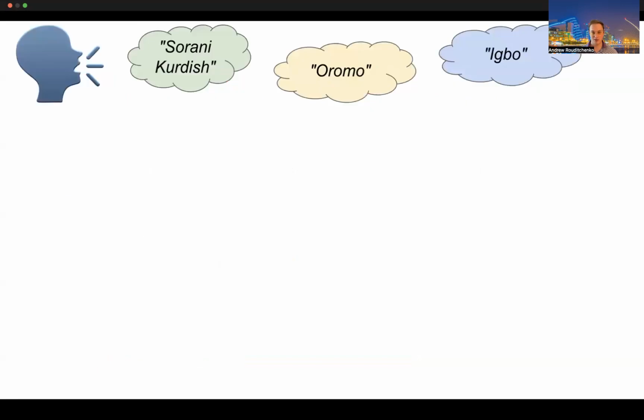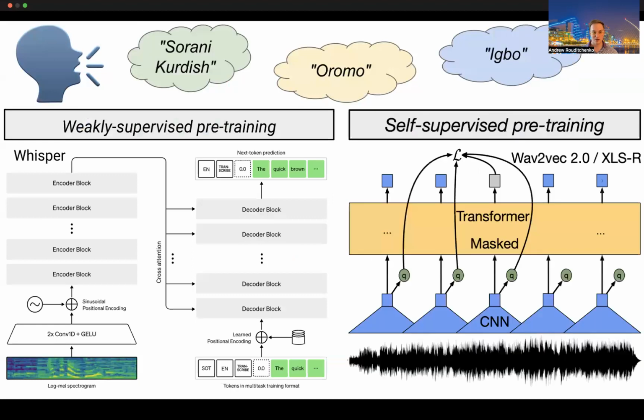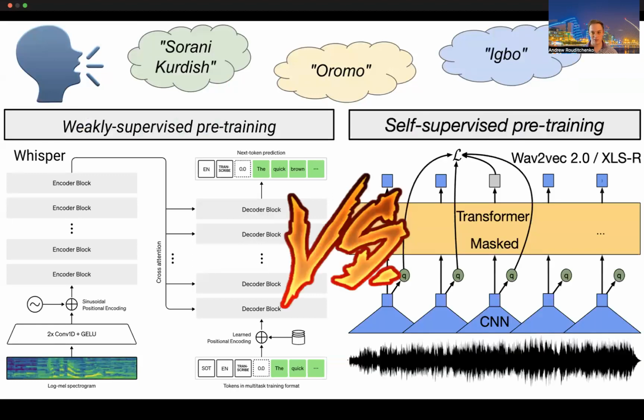In this work, we're going to consider some of those languages like Oromo, and we're going to compare Whisper and XLSR on those languages that they weren't trained on.